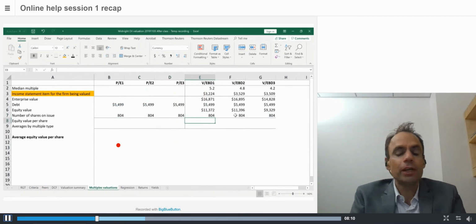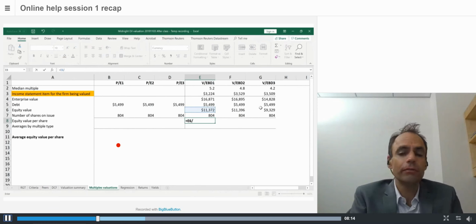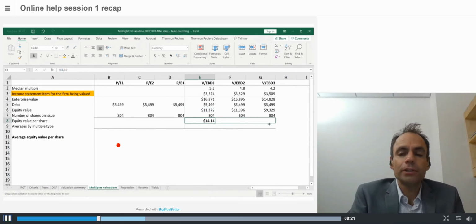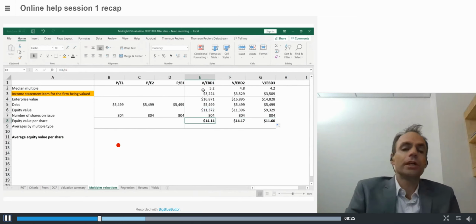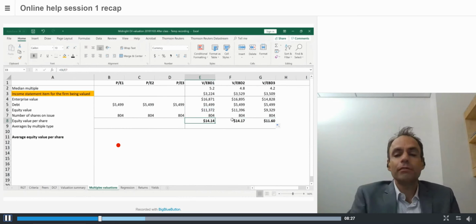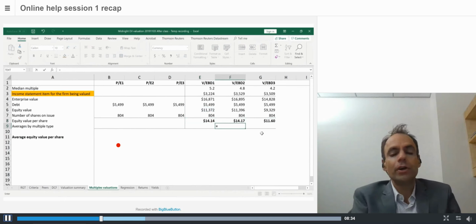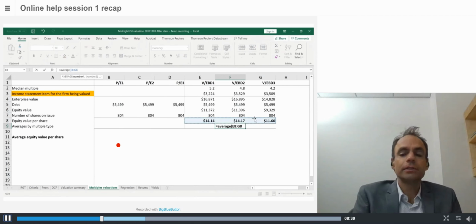To get equity value per share, we take the estimate of equity value of $11.4 billion and divide by 804 million shares on issue. And so from our multiples-based valuation using value to EBITDA, I have three estimates of equity value per share: $14.14, $14.17, and $11.60. As I mentioned earlier, I don't know which of those valuations is correct, so I'm going to take an average estimate from all three of those valuations.